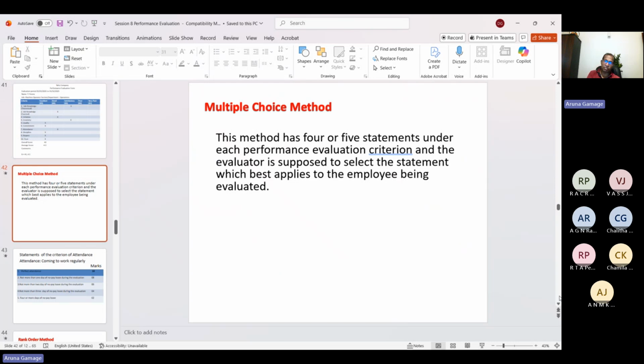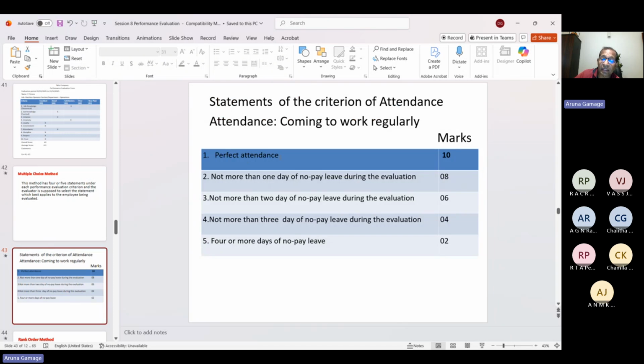So with regard to attendance, several options can be developed. The evaluator is supposed to select the best option that applies to the employee. For example, excellent attendance, perfect attendance, right? Not even a single day off. So we can allocate some marks. Perfect attendance, that is the best scenario, so we'll allocate 10 marks. Then not more than 1 day of no pay leave during the evaluation period. Only one.